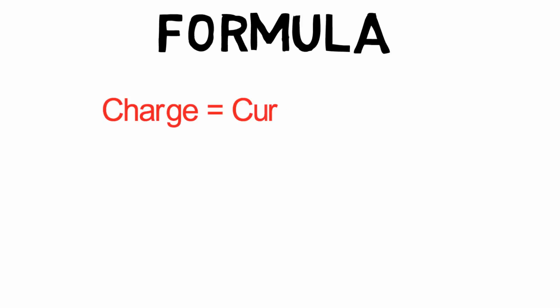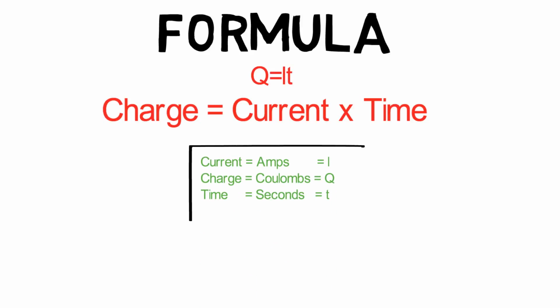This is summed up in a formula. Charge equals current times time. Charge is measured in coulombs. Current is measured in amps, and time is measured in seconds.